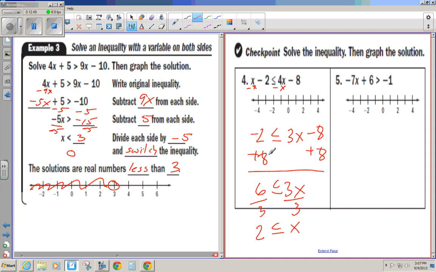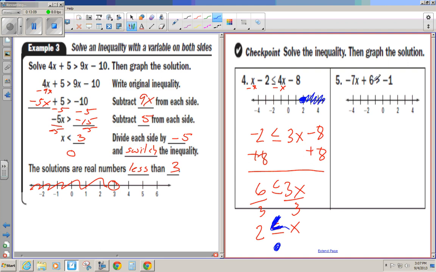Now, what type of dot? You should all say a solid dot at 2. And now the question is, is the x bigger than 2 or is the x less than? And you look at this part right here. The bigger part of the inequality is facing the x, so we should be in that direction.